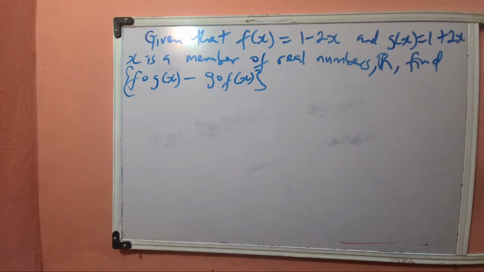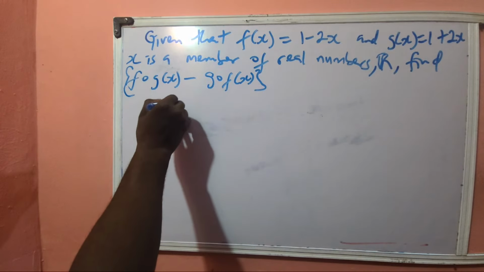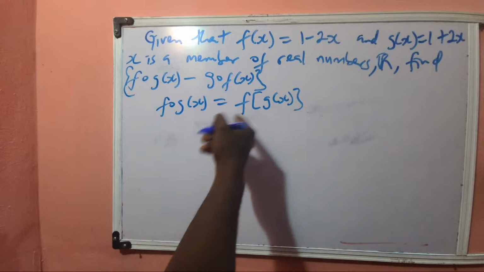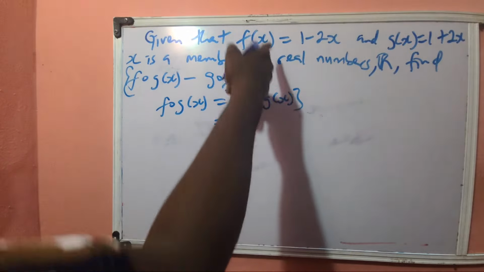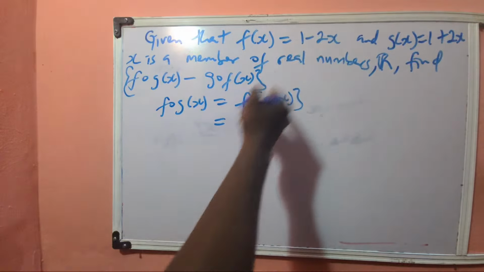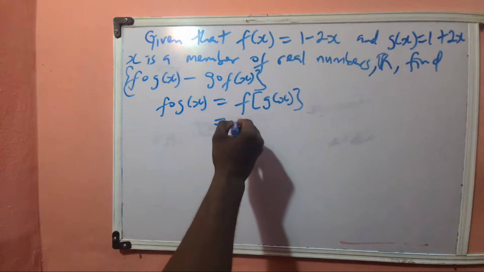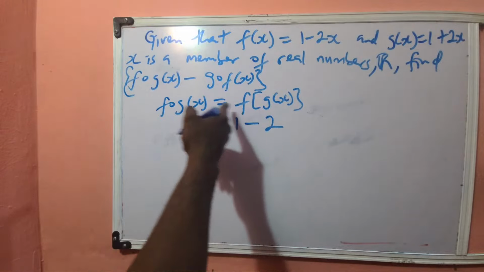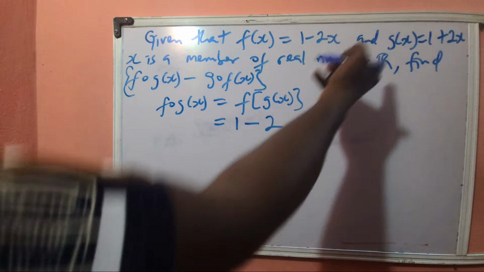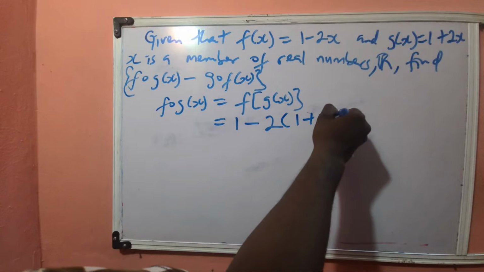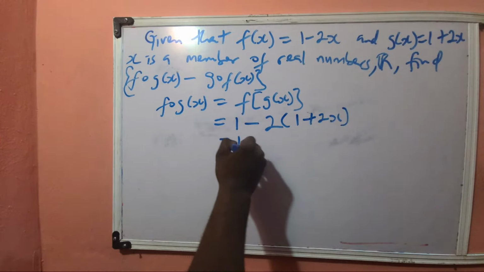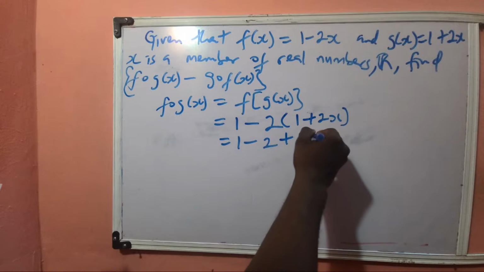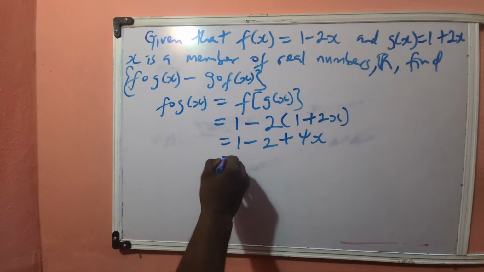Well, the very first thing you need to know is that fog of x is the same thing as writing f of g of x. Of course, I'm sure you know that. This was my f of x function, you can see 1 minus 2x. Wherever I had x before, I'll be fixing my g of x there. So 1 minus 2, normally I would have written x if I was going to write my f of x. But now that I'm trying to find fog, I will be fixing my g of x function. That will be 1 plus 2x. All right. This will be 1 minus 2 times 1, which is 2. Then 2 times 2x, that will be plus 4x. 1 minus 2 gives me a value of minus 1.